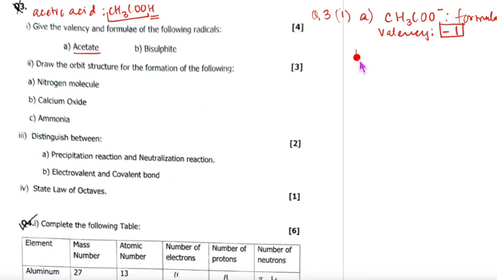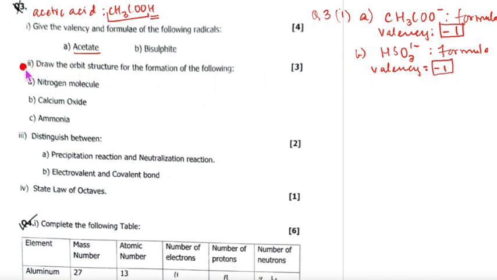We come to B, bisulfite. Bisulfite is HSO3 1-. So this is your formula and the valency is minus 1.